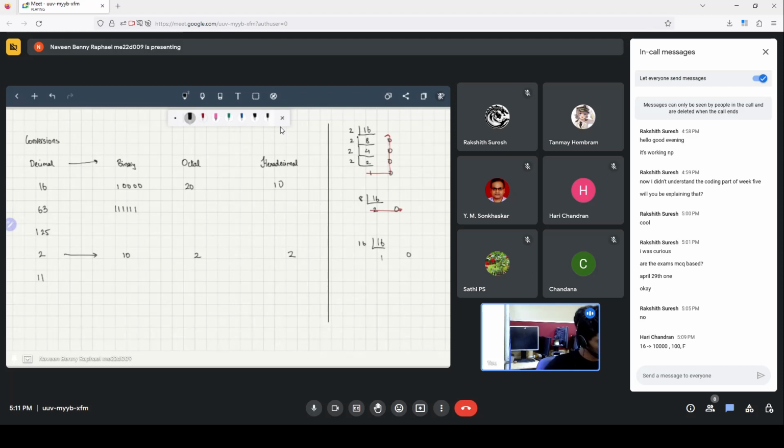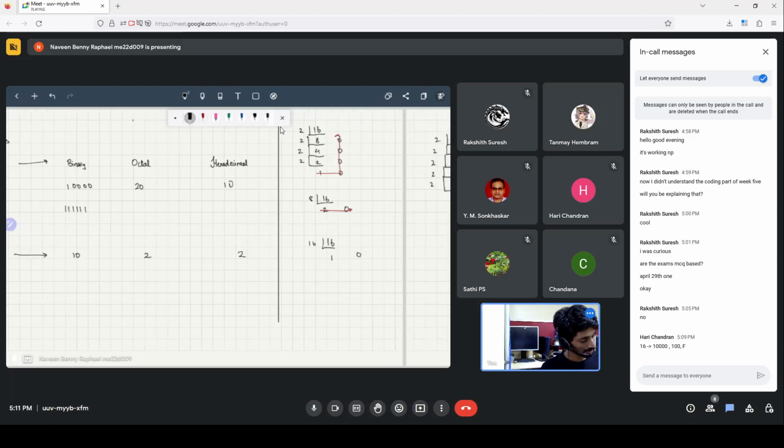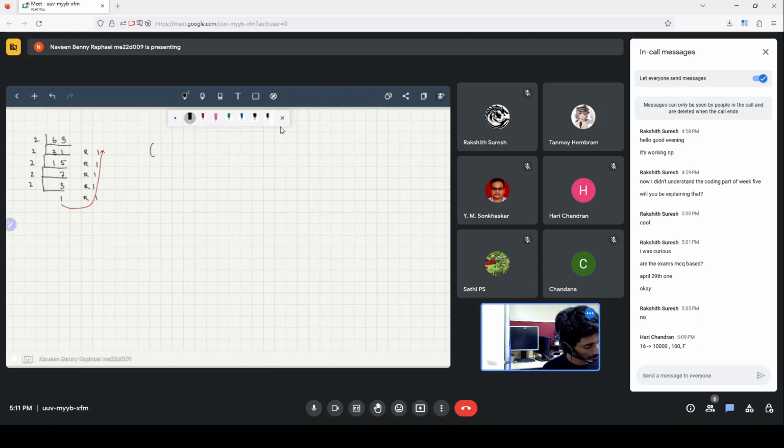The standard way to convert binary to octal: we have 111111 in base 2. Since 8 is 2 to the power 3, we can take groups of 3. Each group of 3 corresponds to a particular digit in base 8. So 111, okay, we can write it out.